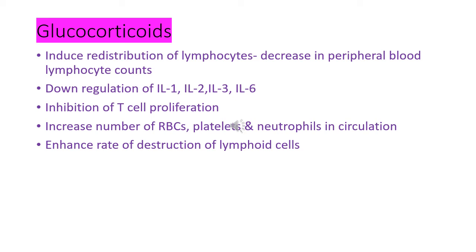Glucocorticoids. They induce redistribution of lymphocytes, decrease the peripheral blood lymphocyte count, and downregulate IL-1, IL-2, IL-3, IL-6. IL stands for interleukin. It is a type of cytokine signaling molecule in the immune system. They inhibit T cell proliferation, increase the number of RBCs, platelets, and neutrophils in circulation, and enhance the rate of destruction of lymphoid cells.